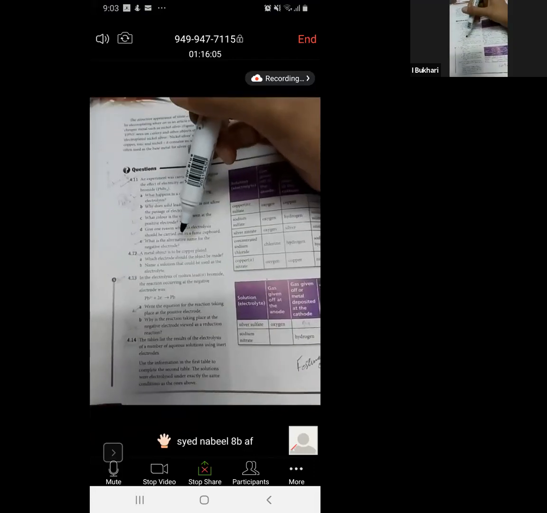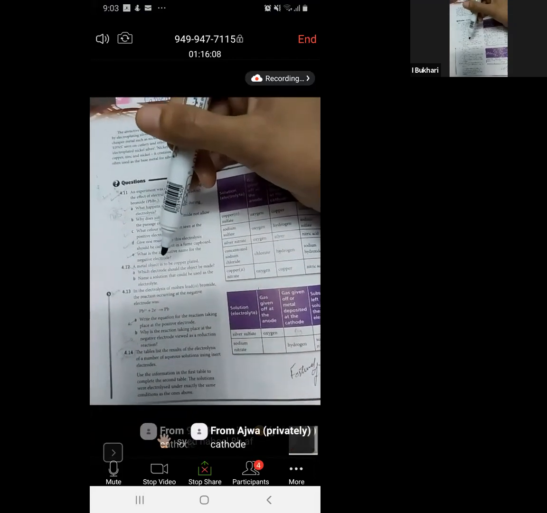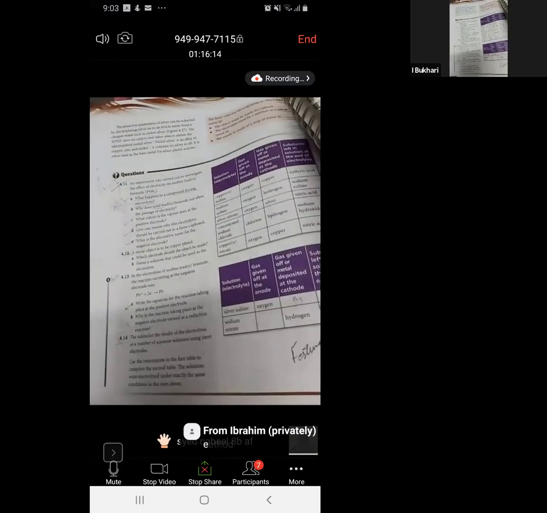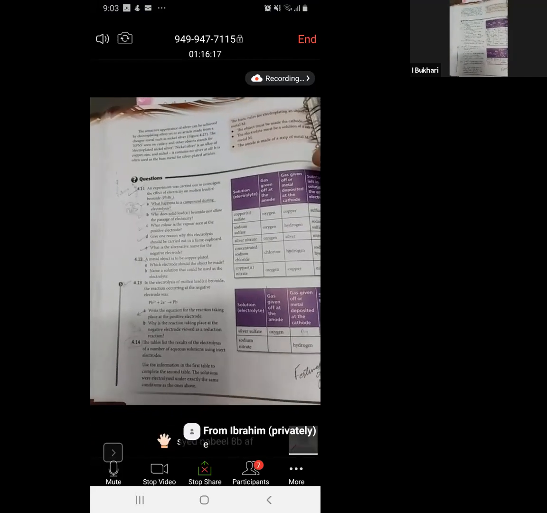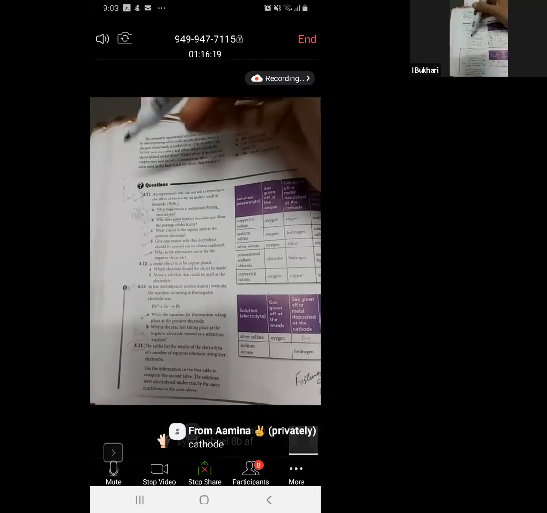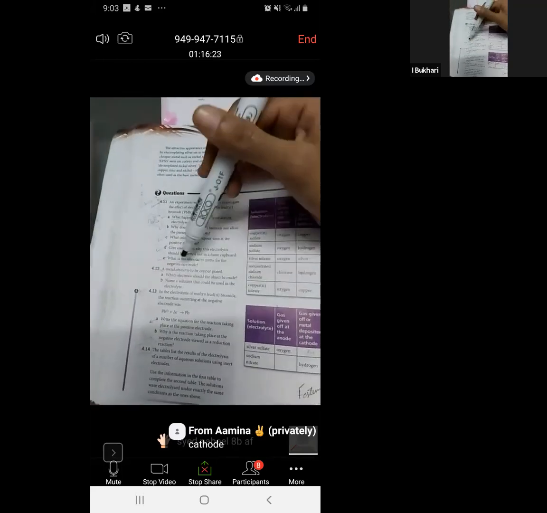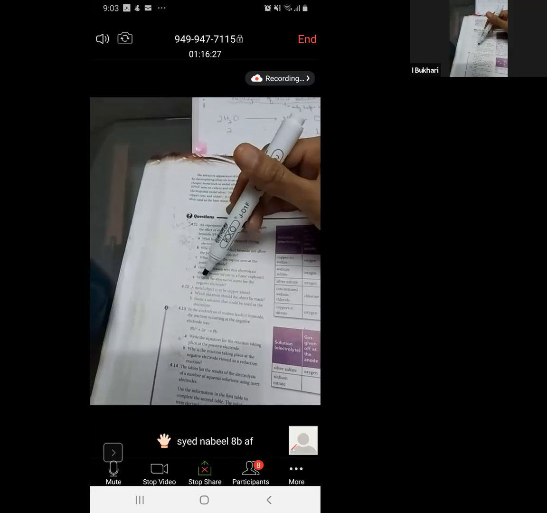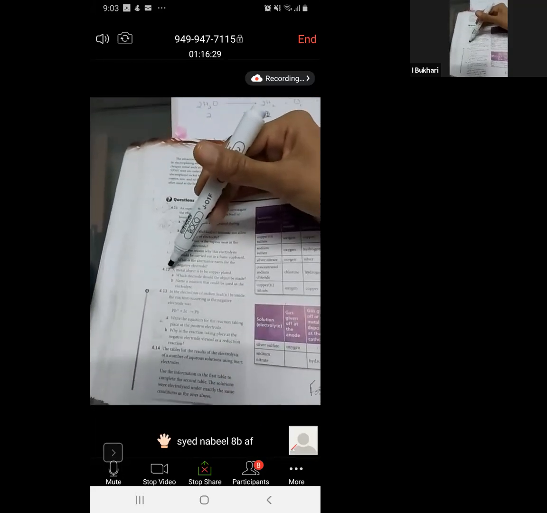What is the alternative name for the negative electrode? Oh, yes, cathode. Sometimes they give these questions to just give away the marks. When I was a student, we wouldn't get such easy-peasy questions like these. They just wanted to have another part to this question. Okay, this we won't do.